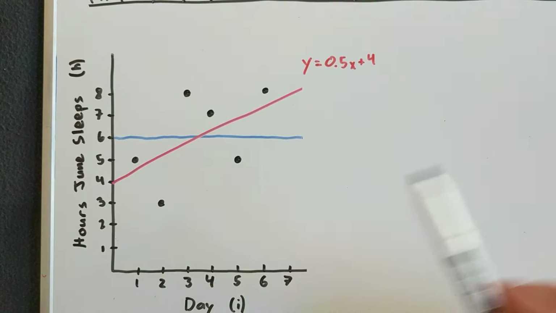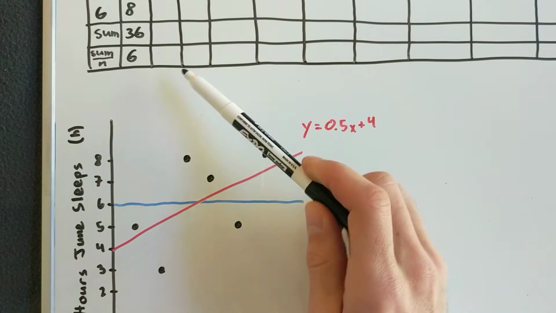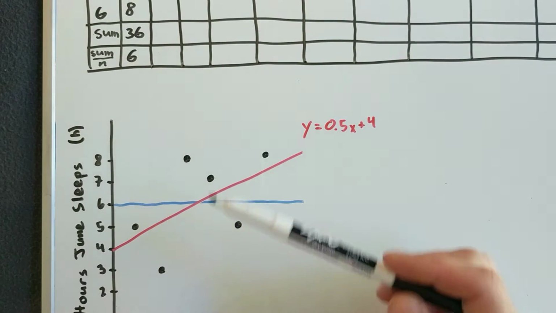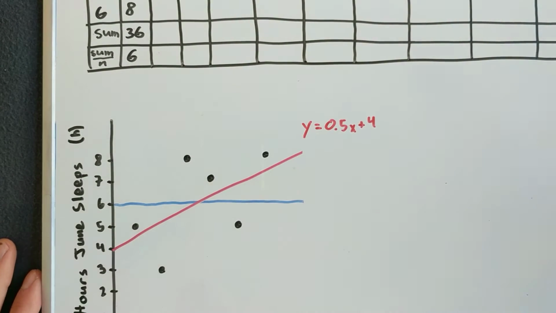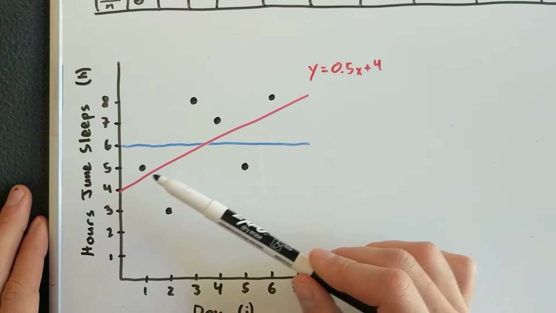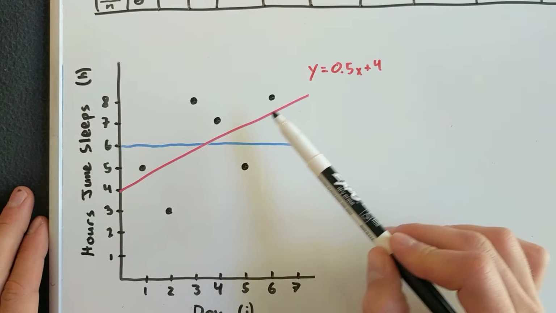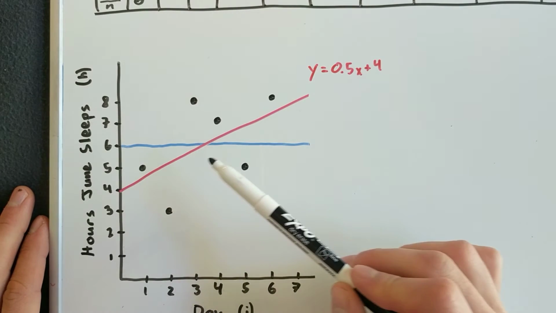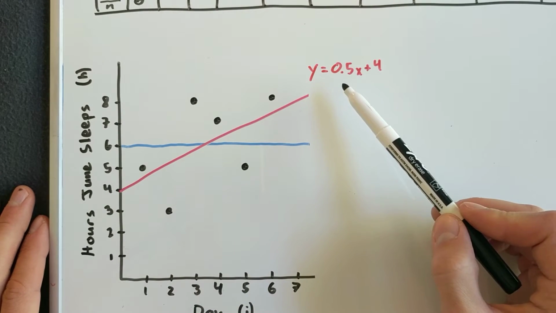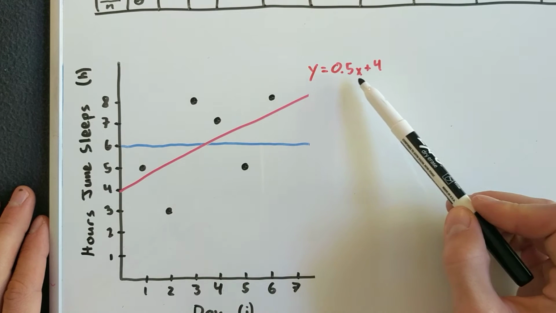We then calculated the mean, which turned out to be 6. This blue line here represents the average or the mean line. And then we also drew a trend line, which we think will fit this data better. We found the equation for this fit line, which is 0.5x plus 4.